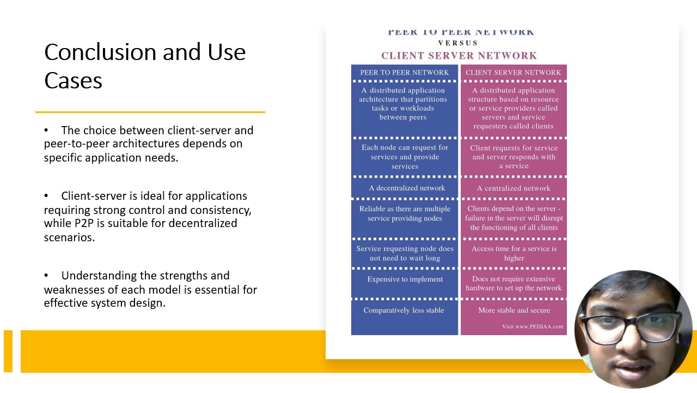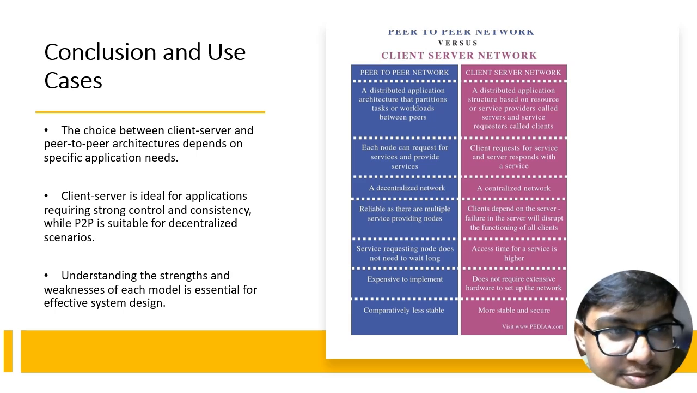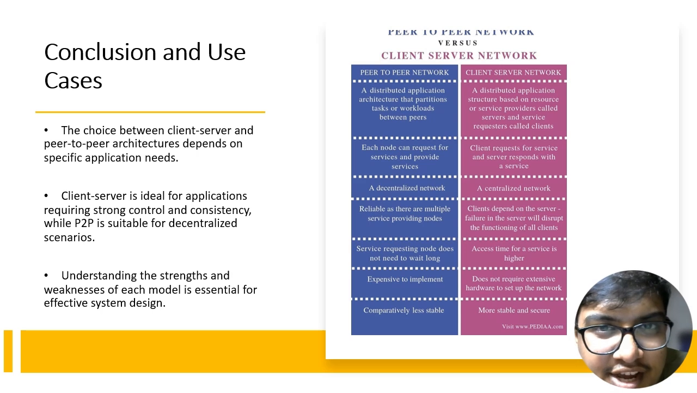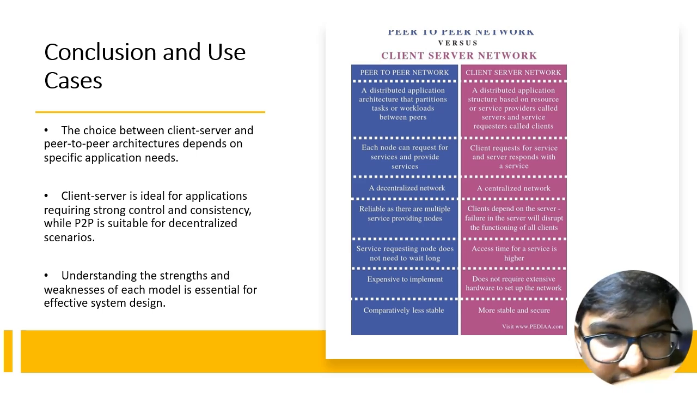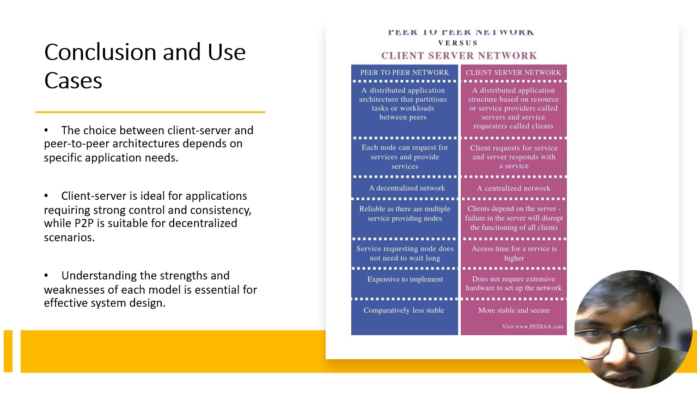So in conclusion, we saw the choices between the client-to-server and peer-to-peer architecture. You understood what they are, their advantages, disadvantages, and where their applications are, and as you can see there are some basic differences I have mentioned over here, which you can pause the video and go through.